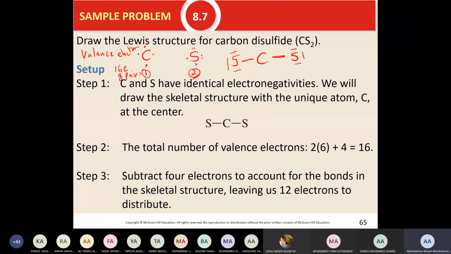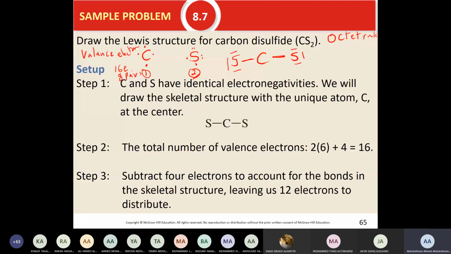Is this an acceptable structure? It's not an acceptable structure. Why? Because carbon has only 4 around it. I want 8 around it. What is this rule called? Octet rule. I want the octet rule around it.